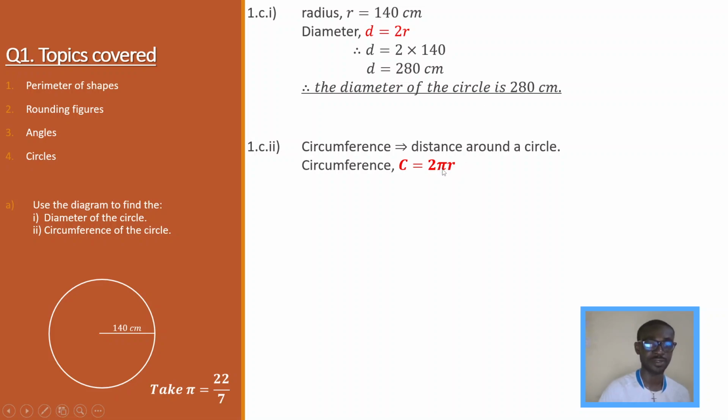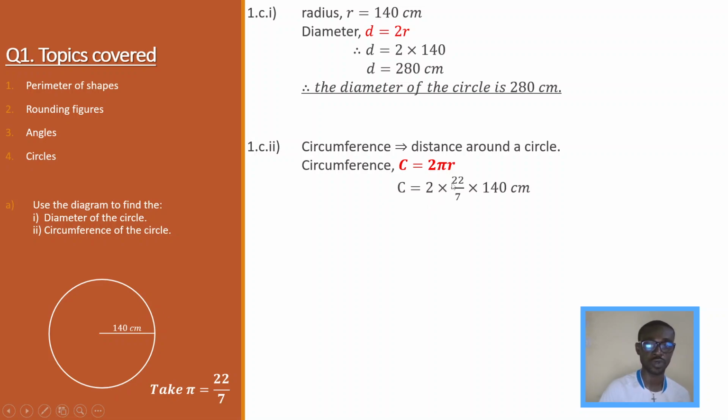And pi, we have learnt in our lessons that it is a constant, which is 22/7. So circumference C equals 2 times pi times r, which is the radius. And then all you have to do is your substitution. Pi has been given already. Pi is 22/7. And the radius is also in the question, which is 140 centimeters. That is what we have here. So you just do your substitution.